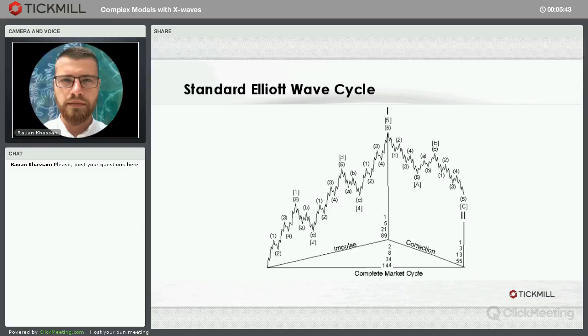So you can see easily that impulse moves 1, 3, and 5 have impulse structures themselves, whereas correction waves 2 and 4 have according 3-wave structure marked with letters A, B, and C.